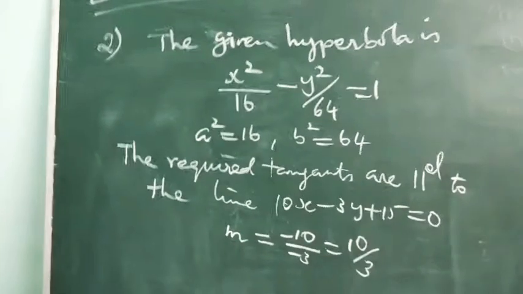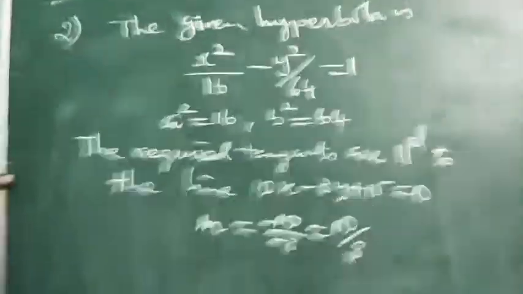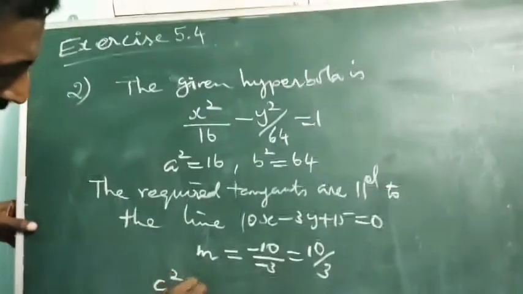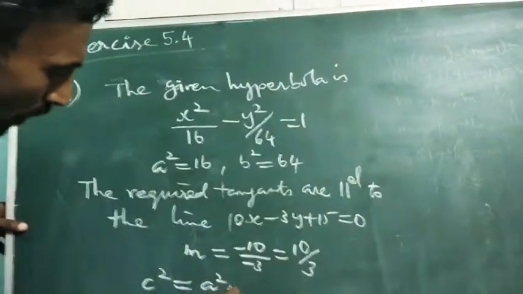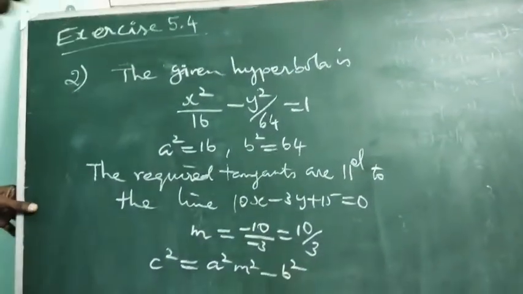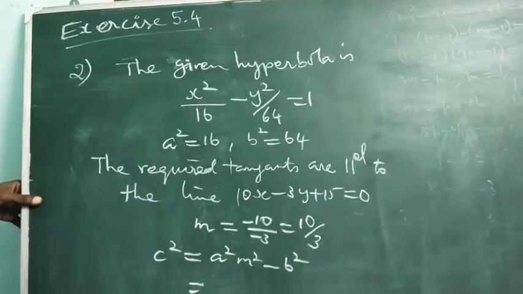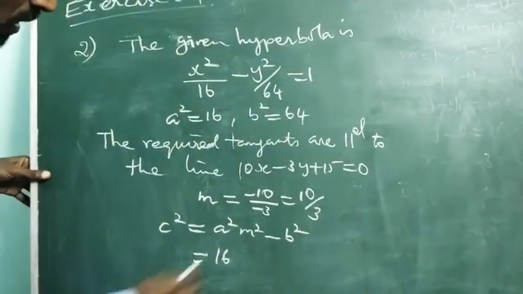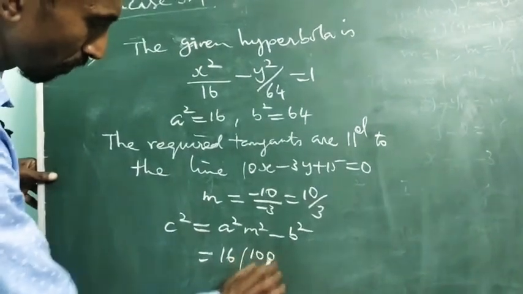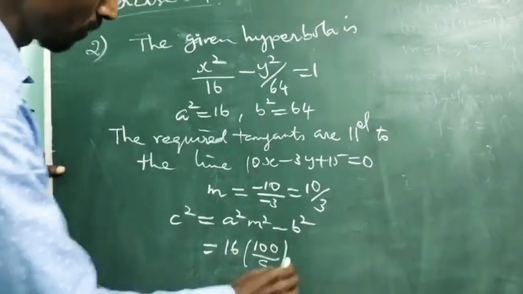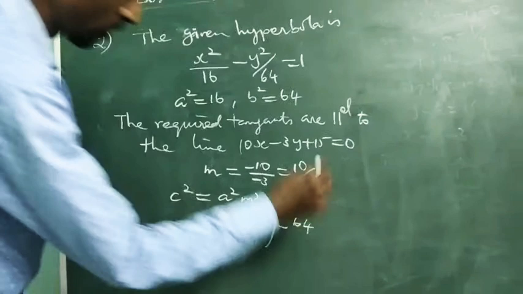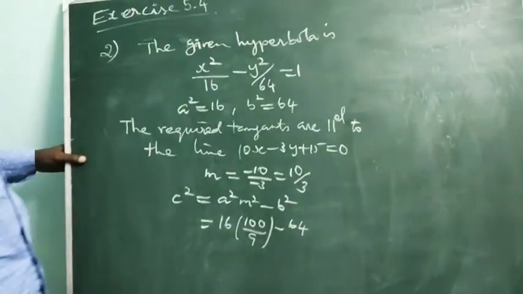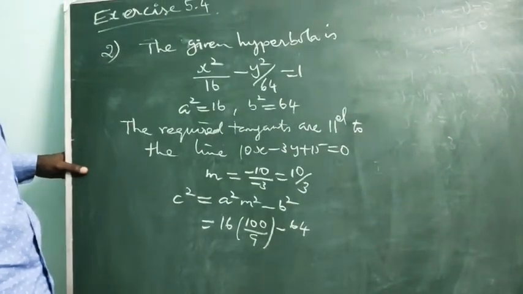And again, what is the condition of tangent c for a hyperbola? C square equal to a square m square minus b square. For ellipse plus, here minus. So 16 into 100 by 9 minus 64. Okay. So 16 into 100 by 9 minus 64.